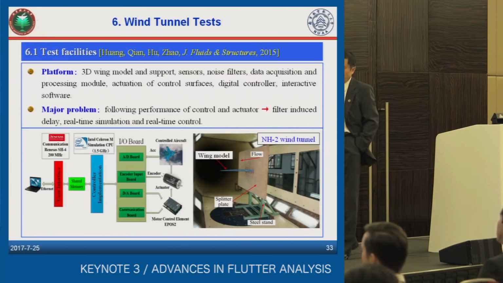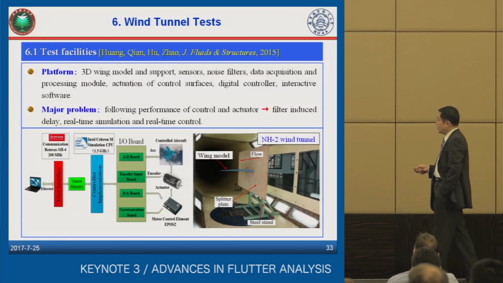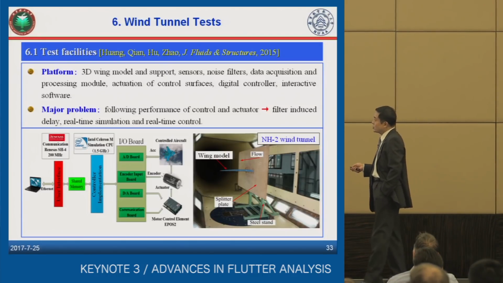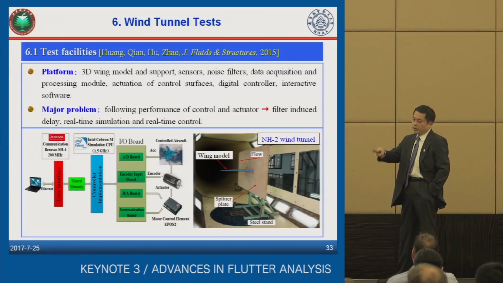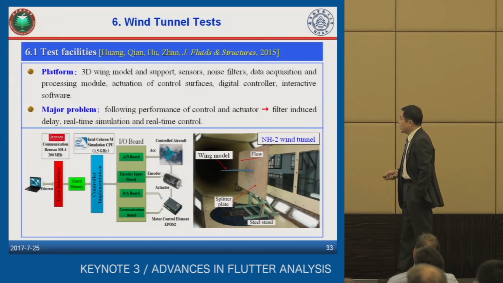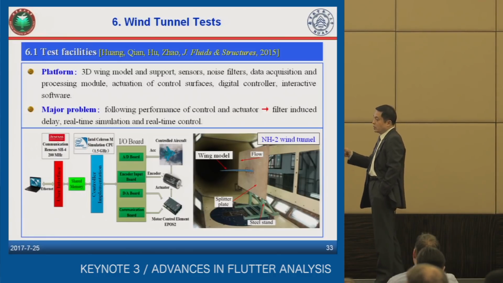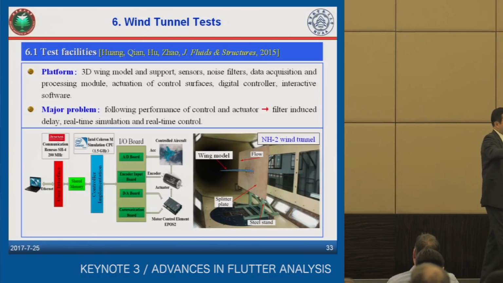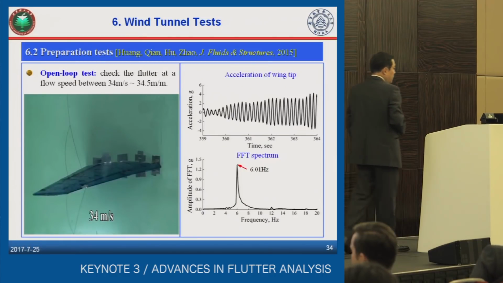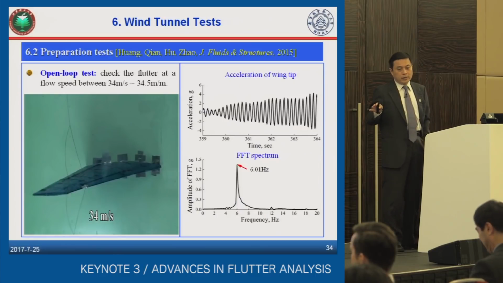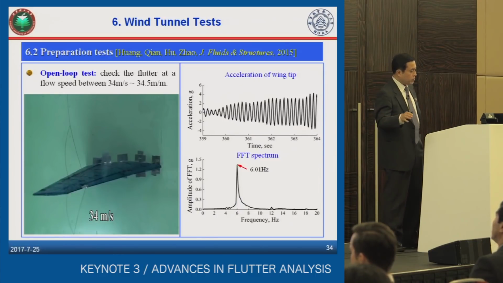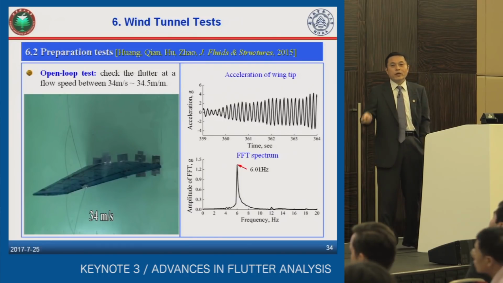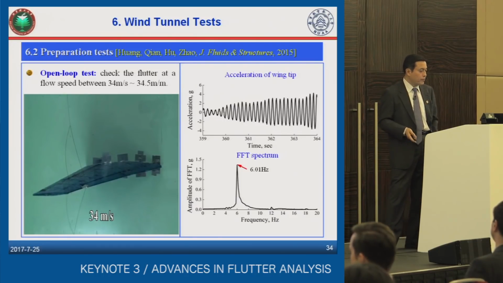We established a test rig in the subsonic wind tunnel at Nanjing. We used two accelerometers to pick up the tip acceleration of the wing, and we used a step motor to drive the control surface, either at the leading edge or the trailing edge. Before the active flutter suppression, we did three preparation tests. The first is to check the flutter speed in the open loop case.